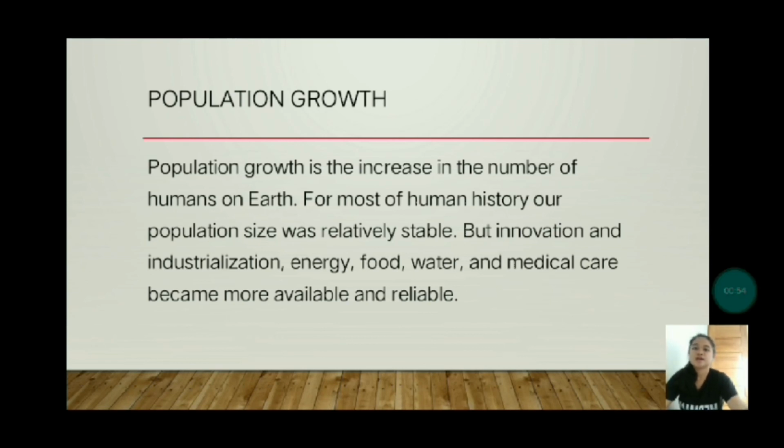Population growth is the increase in the number of humans on Earth. For most of human history, our population size was relatively stable. But with innovation and industrialization, energy, food, water, and medical care became more available and reliable.